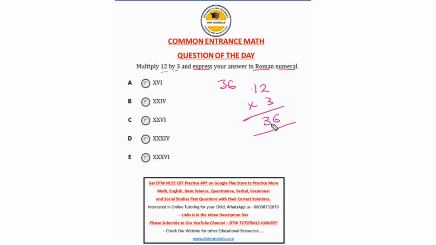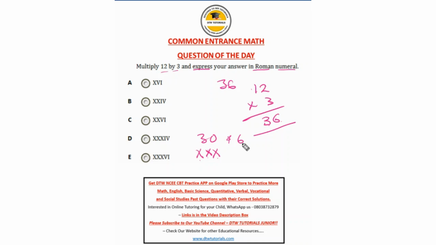So remember, Roman numeral, let us break this down. So this is 36, which is 30 and 6. Is that not it? Now, what is the symbol for 30 in Roman numeral? We have X. Remember, X is 10. So we have 3 of this, 3 of X. So it makes up what? 30. That's 10 plus 10 plus 10. It makes up 30.